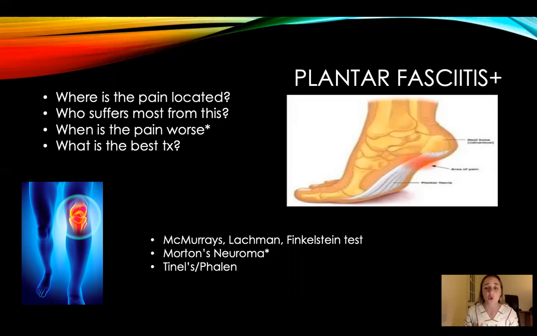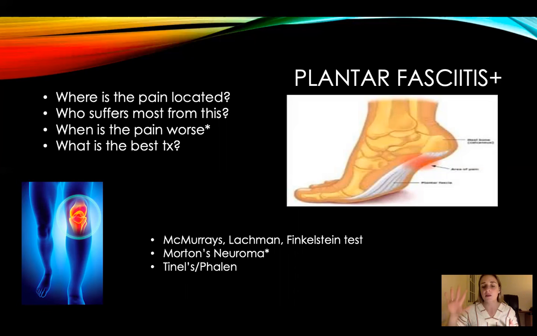Now, when is the pain worse? If you think about it, with most pains, in the morning, it's when things are stiff. You haven't been moving because you've been sleeping, and there's not a lot of blood flow in the area, and the muscles are cold. So morning. In the morning, the pain is worse.